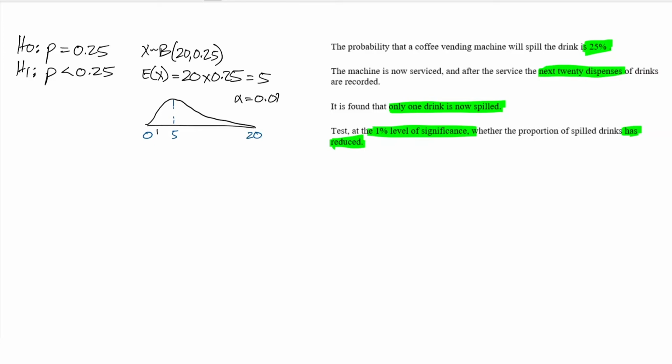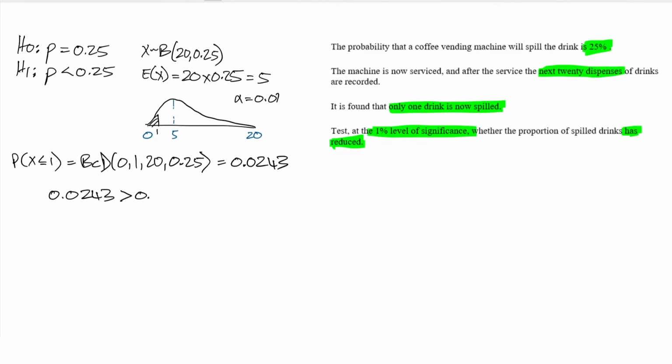This shaded region represents a probability. The probability of less than or equal to 1. And we're going to calculate that and compare it to our significance level to draw a conclusion. So let's go ahead and do that. The probability that X is less than or equal to 1, on your calculators it's BCD 0, 1, 20, 0.25. That equals 0.0243.